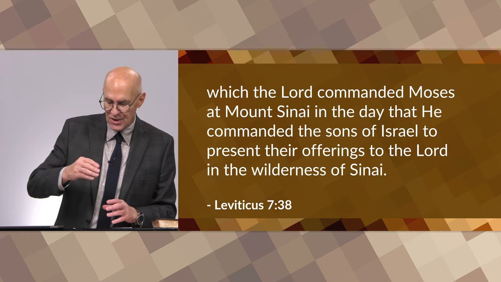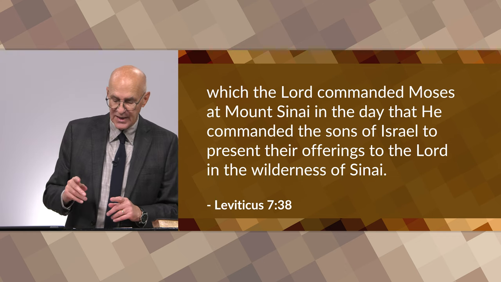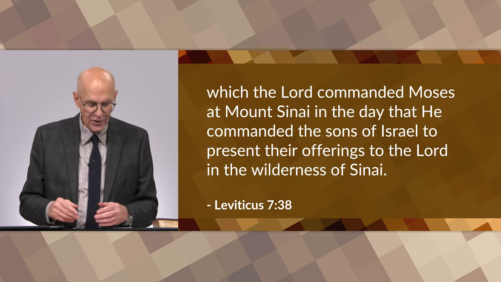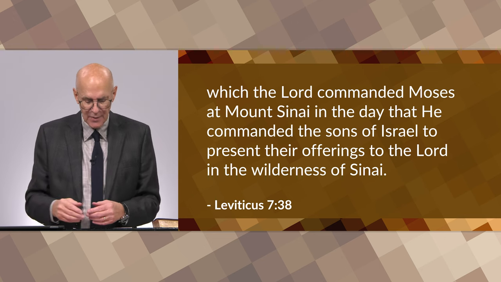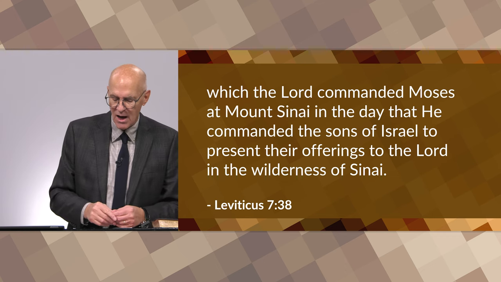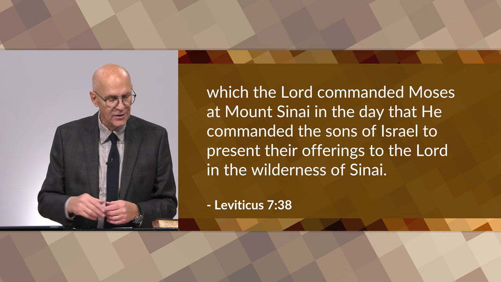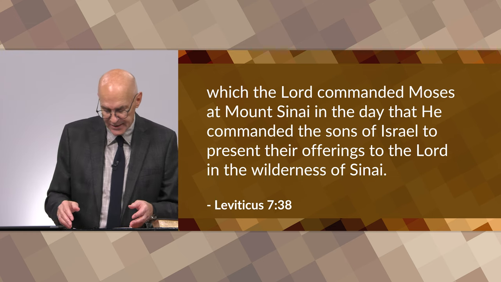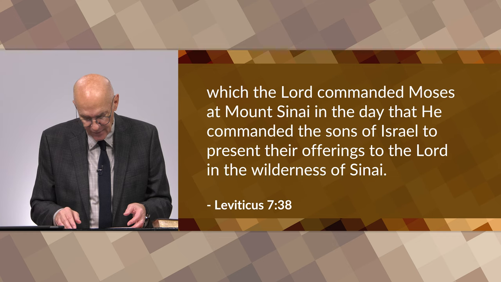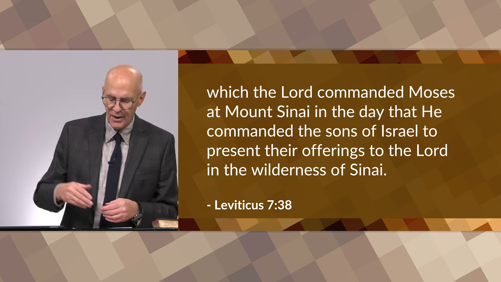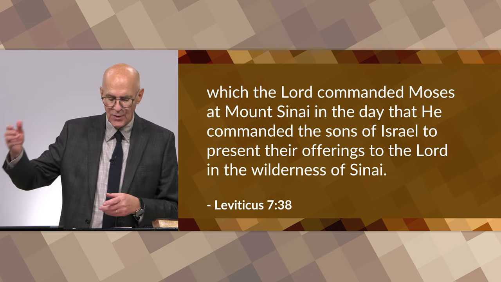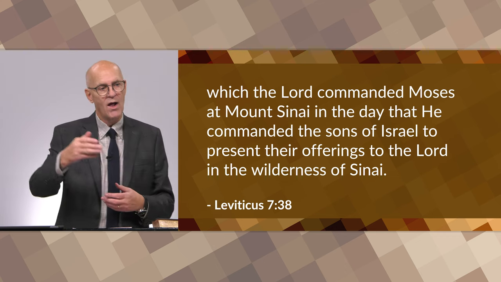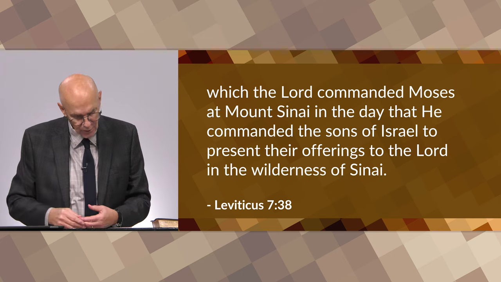God names each sacrifice, and he adds the ordination offering, which may refer to the grain offerings made by and for the high priest on the day that he was anointed or that he was consecrated. Moses also states when these were given by God. They were given by God at Mount Sinai, and when the people began to offer them, they began to offer them while they wandered in the wilderness.